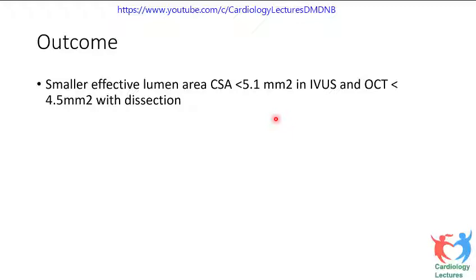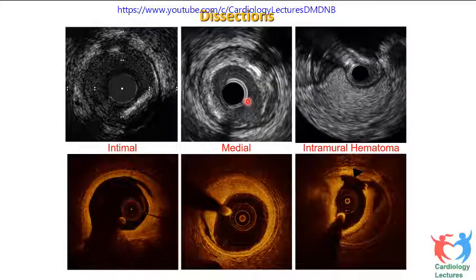And for stent edge dissections, if the lumen is bigger, according to OCT, if the MLA is more than 4.5, or according to IVUS, if it is 5.1 and more, then the significance is less. But a lesser lumen with significant dissection is very dangerous. So this is how you make out the dissections.